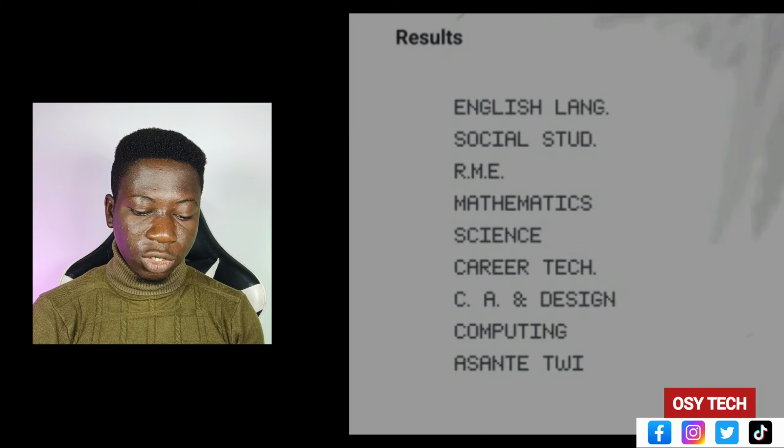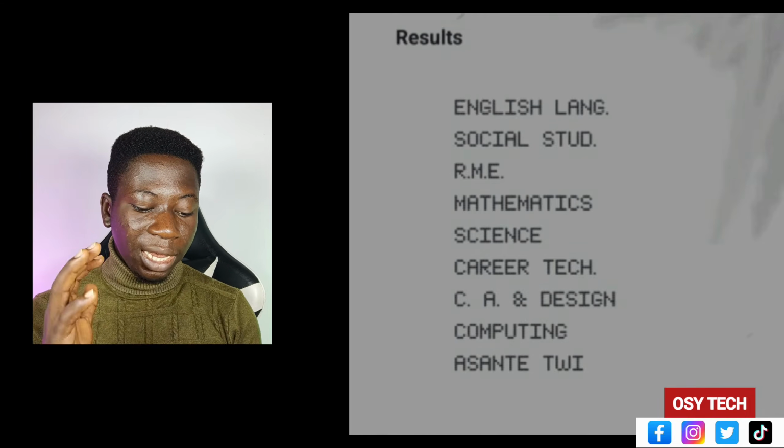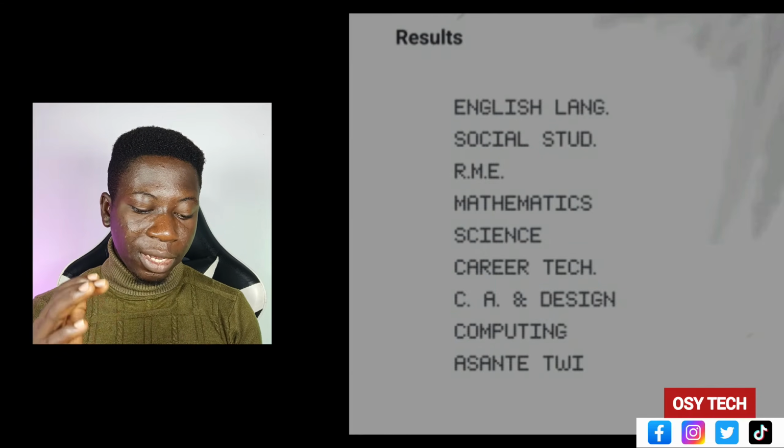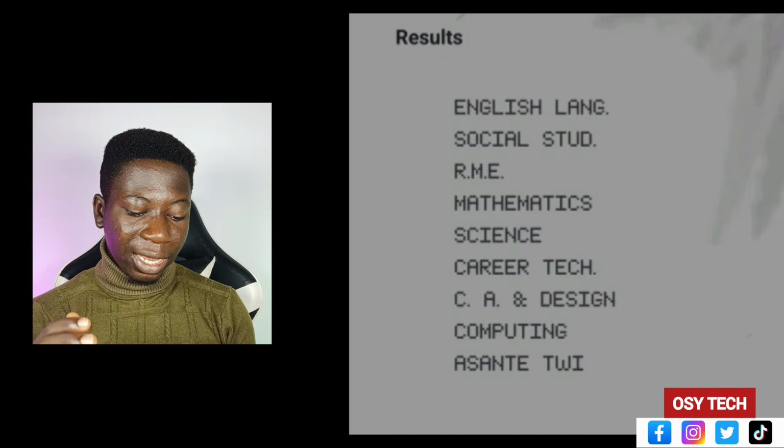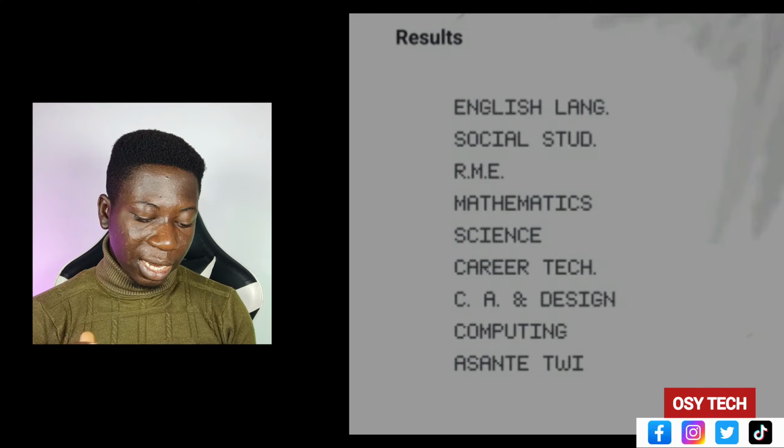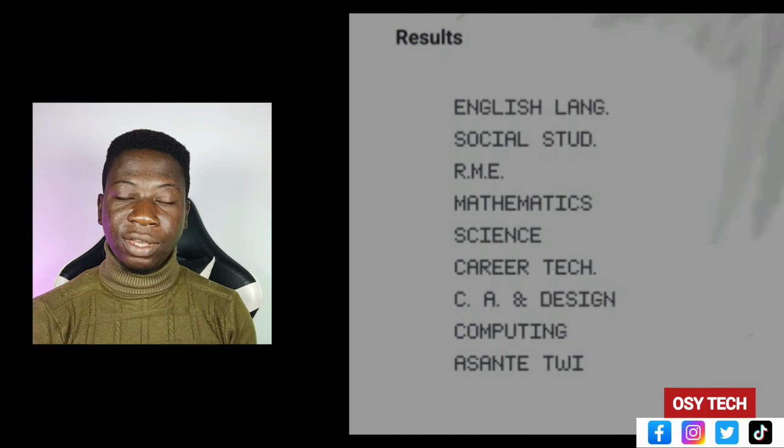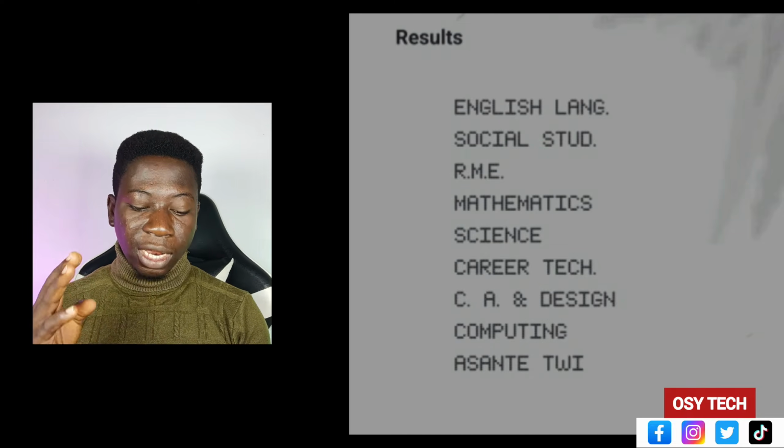With checking your BEC aggregate, you need to select 3 best core subjects and 3 best elective subjects. Okay, so with the one that I have put on the screen right here, you can see we have English, social, RME, mathematics, science, career tech, CA and design, and we have computing and Asante Twi. So we have the elective and then we have the core.